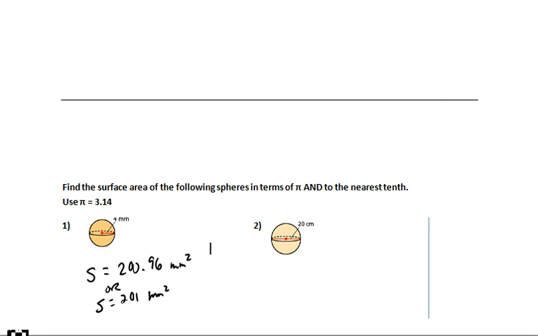Your answer for the first example should be 200.96, or rounded to the nearest tenth, 201, because when we get this answer, we look next door, it rounds up, and the 9 rounds to a 10, so it ends up being 201.